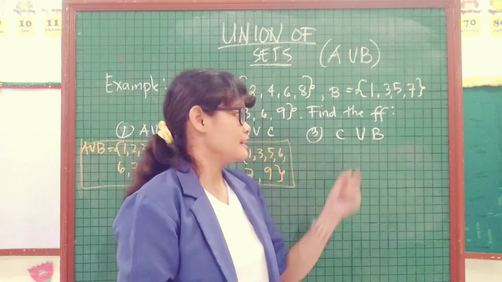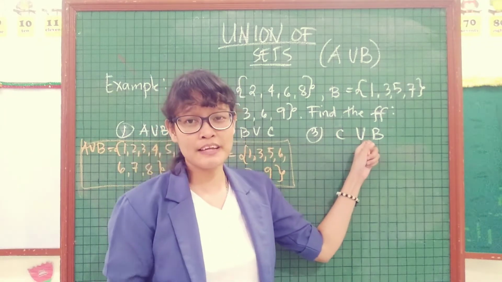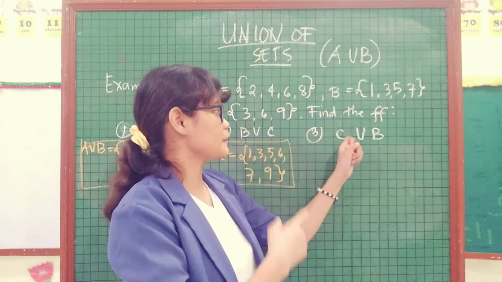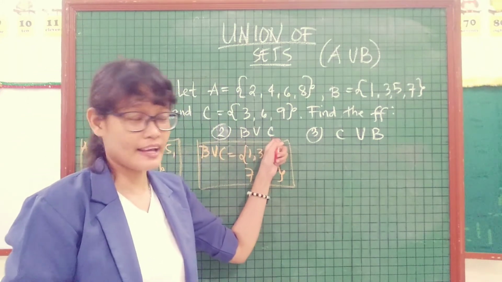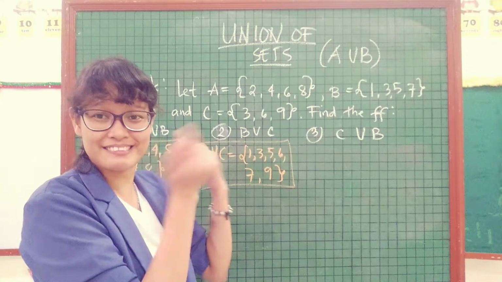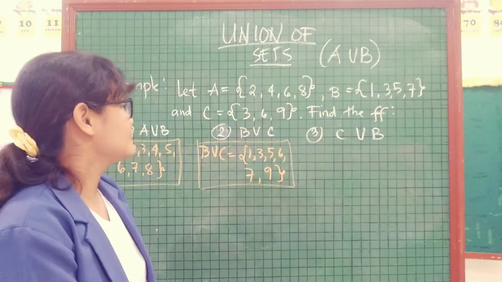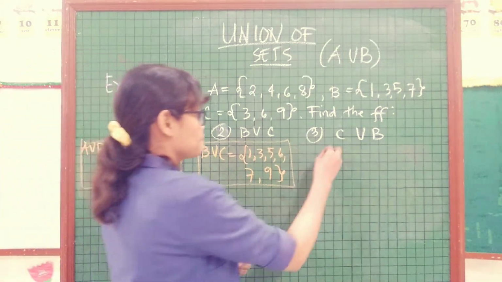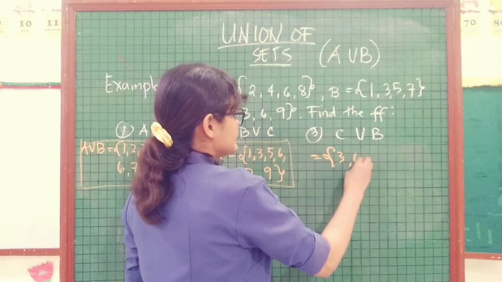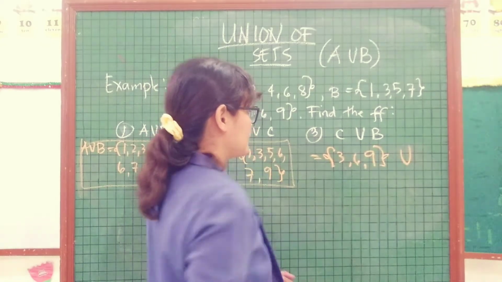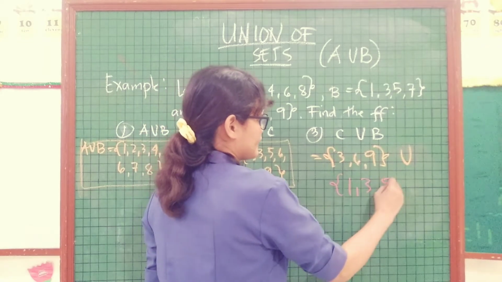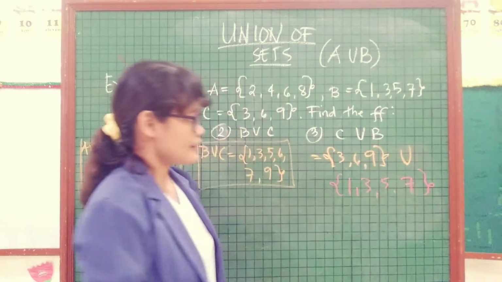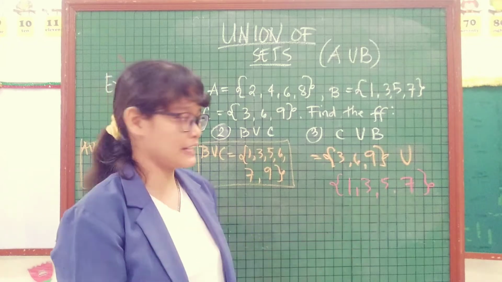Example number 3. You have C union B. Let us try to see if the elements of C union B are just the same as B union C. Let's start solving. The elements of C are 3, 6, and 9. Let us unite that with the elements of B, which are 1, 3, 5, and 7. Again, 3 is common, so we only write it once.